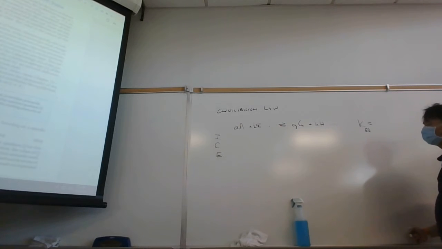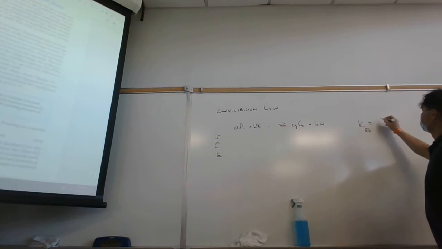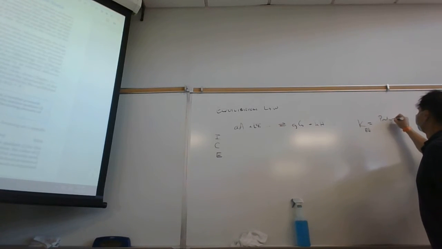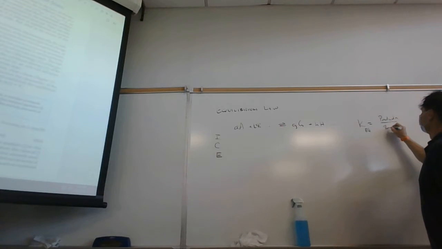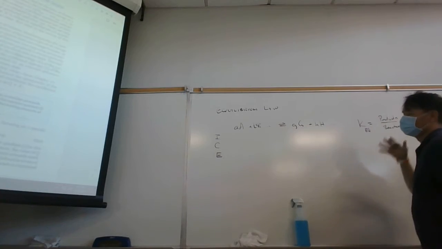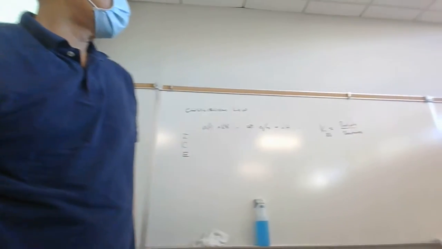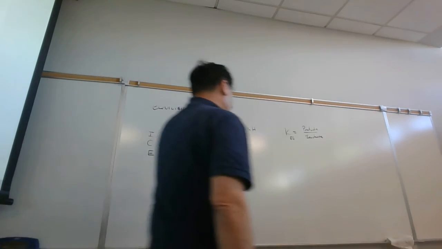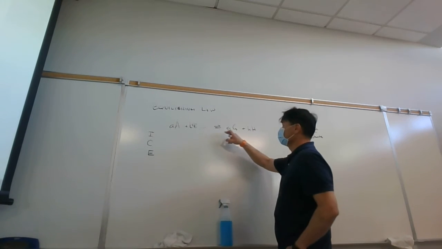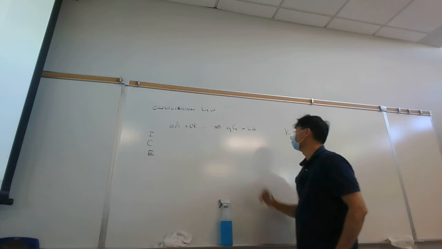There are different Ks for this one. For Keq, we're going to have a ratio of products over reactants. And it's not as simple as this, it's not just the products over the reactants, but we do some weird things to the products and reactants depending on what the coefficients are. The coefficients are the lowercase letters.